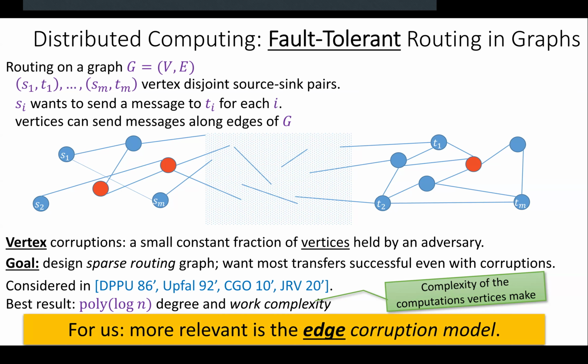So are you allowed to send the same message on various routes, and then if at least one gets through, it's okay? Not at least one. The end vertex has to compute something out of all of these incoming inputs.